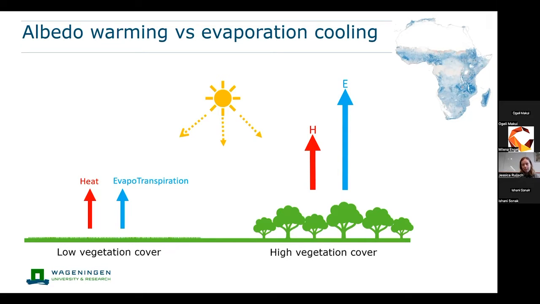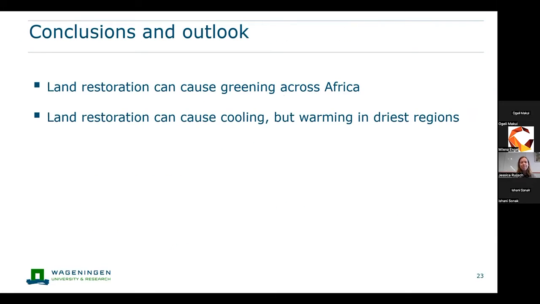But apparently, in the driest regions, you maybe do not have enough water available for evaporation. So in this case, a higher amount of vegetation will cause warming. And if you have this increase in evaporation, maybe you would also get an increase in rainfall, cloud cover, or the water balance. And I guess that's for future research still to discover.